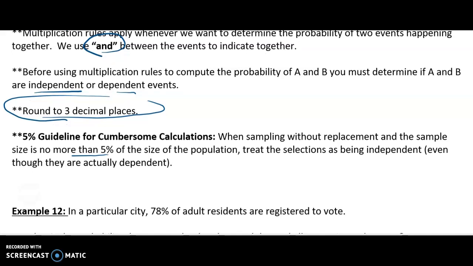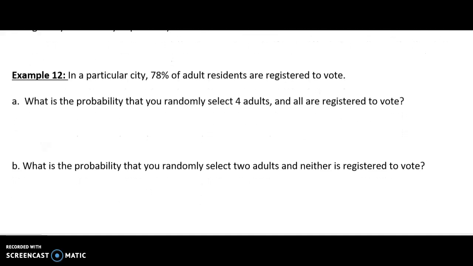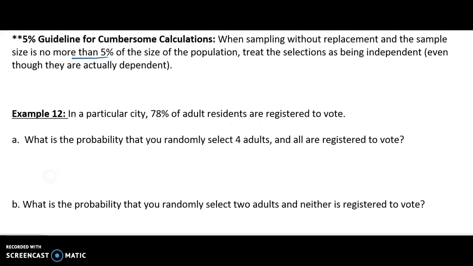And example 12 here has to do with this. In a particular city, 78% of the adult residents are registered to vote. What's the probability that you randomly select 4 adults and all are registered to vote? Now, if we select 4 adults out of our whole city's population, that's going to be less than 5% of the population. So we can treat these selections as being independent of each other. So that means for the first adult, second, third, and fourth, they're all going to have the same probability of being registered. And the probability of one being registered to vote is 0.78.